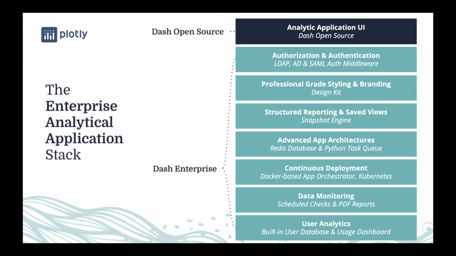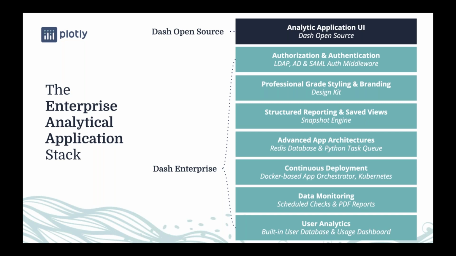So the open source Dash toolkit provides the core UI layer of an analytical app, like we saw today. And Dash Enterprise basically provides the rest of what we call the enterprise analytical application stack. This includes a deployment server, as I mentioned, with built-in authentication and authorization that connects directly to existing enterprise infrastructure to make sure that only the right people can see the right things.